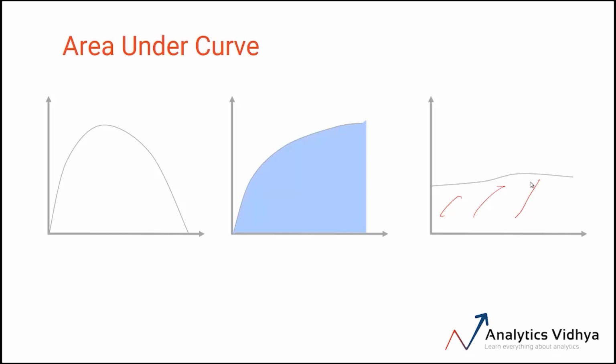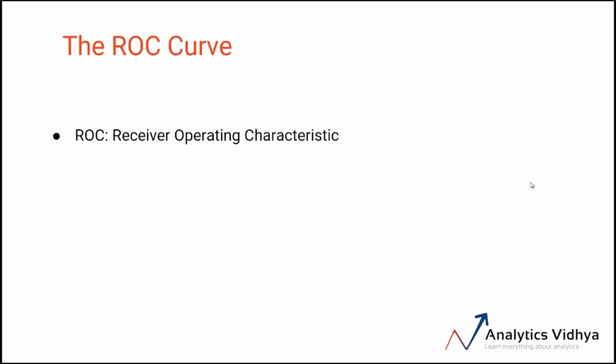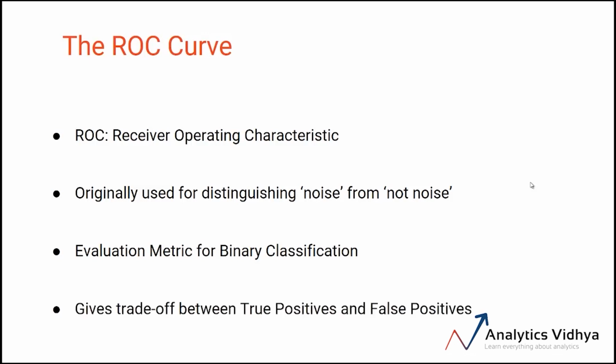So when we talk about AUC ROC, it is basically the area under the ROC curve. And what is this ROC? ROC stands for Receiver Operating Characteristic. This name comes from signal detection theory that was originally used for distinguishing noise from not noise. And now it's widely used in machine learning as an evaluation metric for binary classification. This metric gives us the trade-off between the true positives and the false positives.